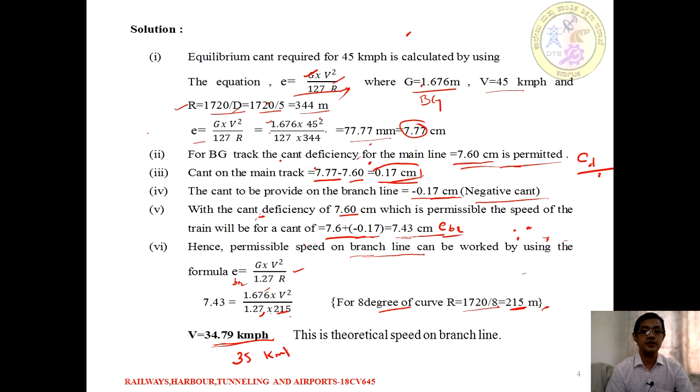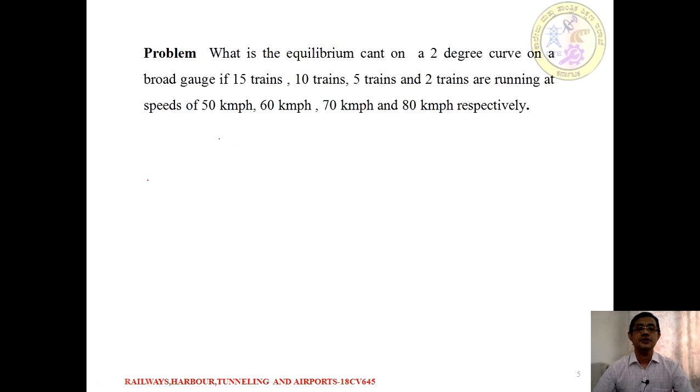So this is a theoretical speed on a branch, or otherwise we can say 35 kilometers per hour we can allow for a branch line for the given condition of an 8 degree curve diverging from a main line with 5 degrees. So this is the standard type of problem to calculate the speed and also the super elevation for the given condition. So moving on to the next type of problem.